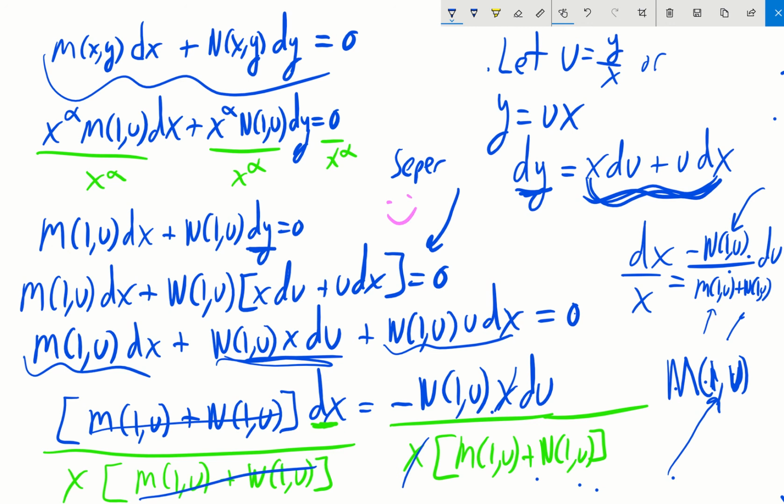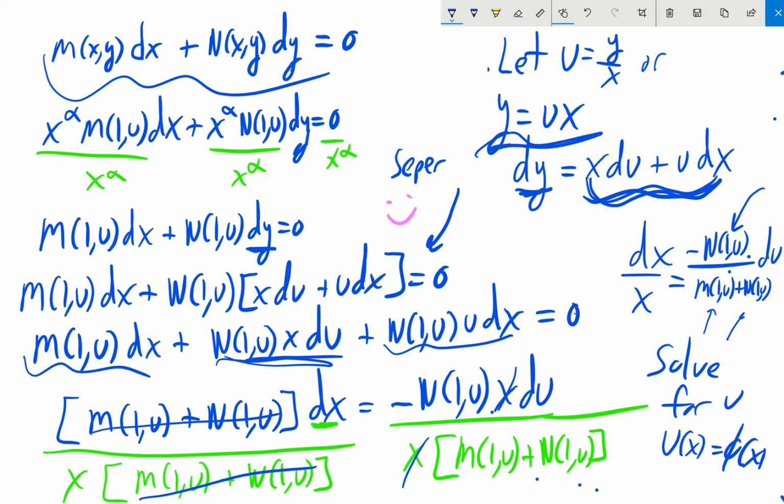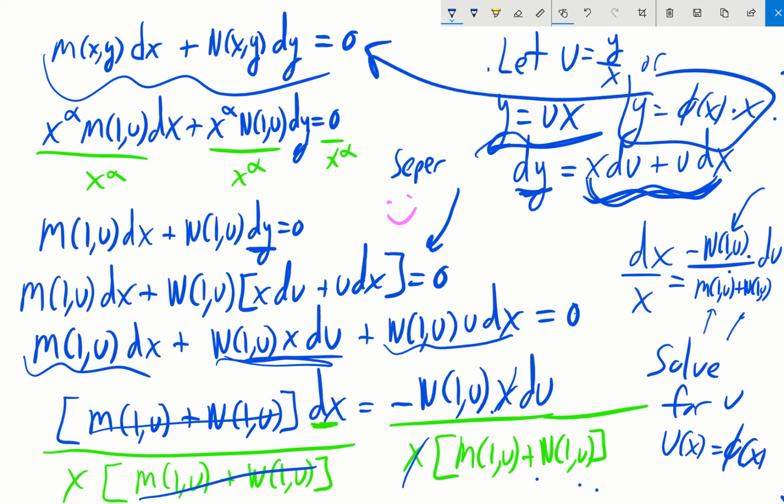And then the idea is that you can solve this for u. So we want to solve this differential equation, this one here, for u. Again, let's suppose that there is a solution. Let's say that u of x is equal to psi of x. Then the solution to our overall differential equation would simply be y equals psi of x times x. And that would be a solution to our starting differential equation. Whew, all right. Hopefully that all sinks in after some point in time.